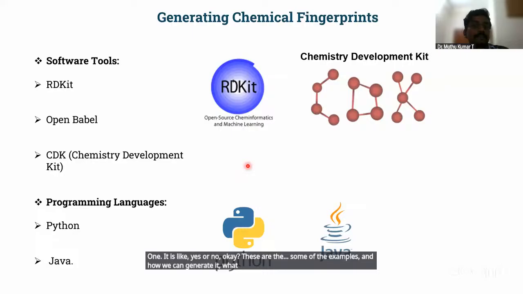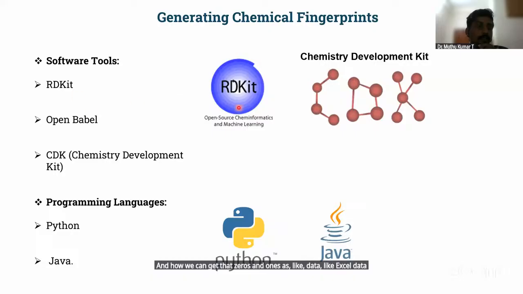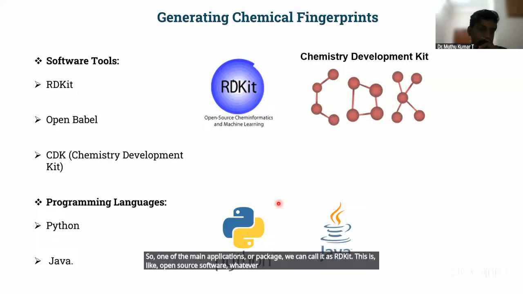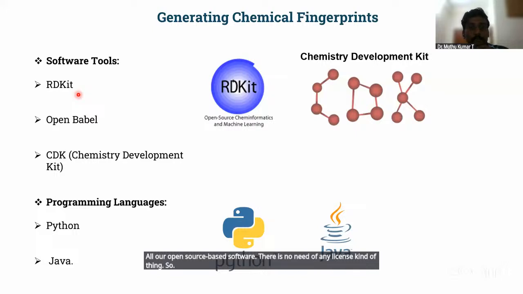What are the tools and software where we can give the input, and how we can get those zeros and ones as data, like Excel data? One of the main applications or packages we can call RDKit. This is open source software. Whatever software is mentioned here, all are open source based. There is no need for any license. So RDKit is one of the packages we require for the conversion of chemicals to fingerprints. As I said earlier, Morgan fingerprint, CDK fingerprint, and so on.